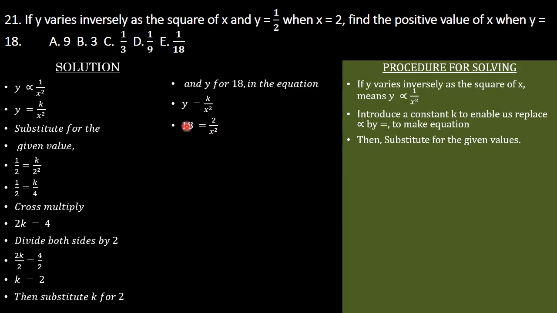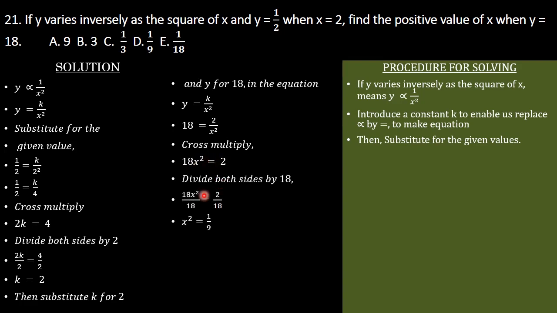The next thing here is to cross multiply. When you cross multiply, we have 18x squared equals to 2. Then divide both sides by 18. We have x squared to be 1 over 9. Then square root both sides. You now have x is equals to 1 over 3.